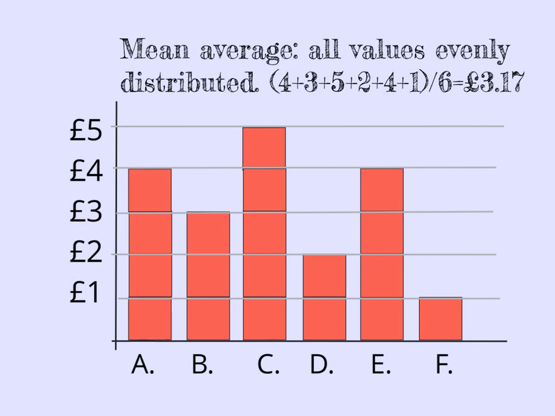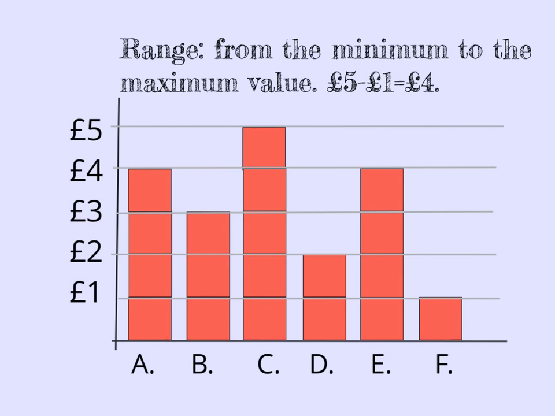pocket money a week. The final measure we're going to look at is range. Range quite simply means the distance from the minimum value to the maximum value. So we take the maximum value, which in this case is £5, and we subtract the minimum value, which here is £1. So we have a range of £4. So all of the data occurs within a range of £4.